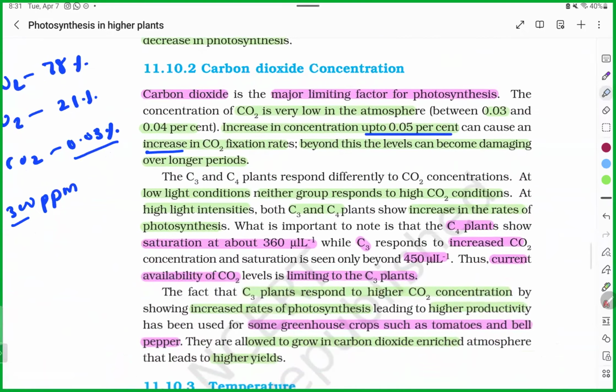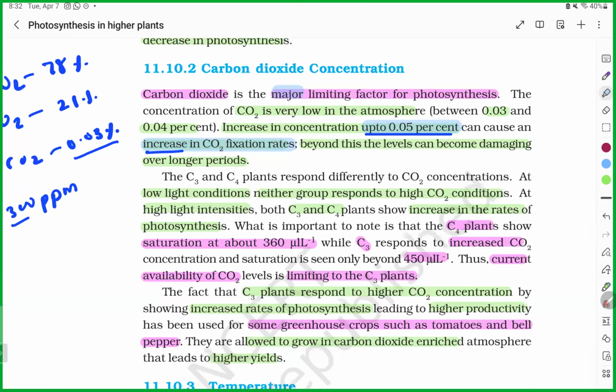Second, CO2. If a question asks what the main factor is where we have a shortage, CO2 is the one, because the CO2 amount in the atmosphere is very low. If we increase it up to 0.05, photosynthesis will increase. Why? CO2 की शॉर्टेज है. CO2 को बढ़ा दोगे तो photosynthesis भी increase हो जाएगा. If you increase the CO2, photosynthesis will increase. But after this level, it will decrease.